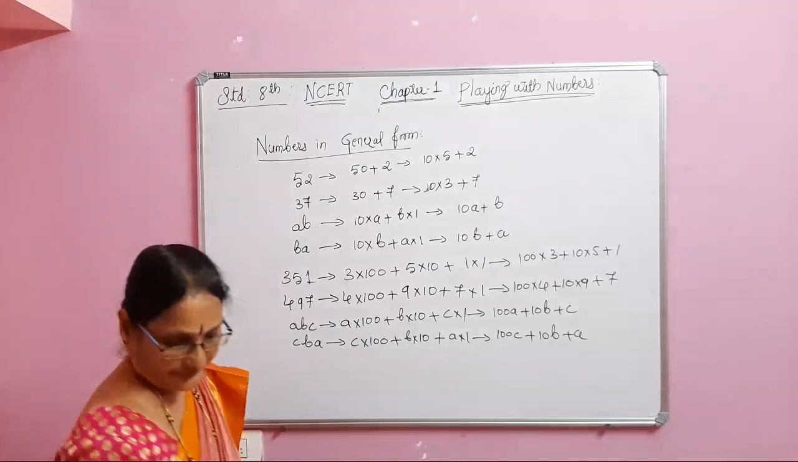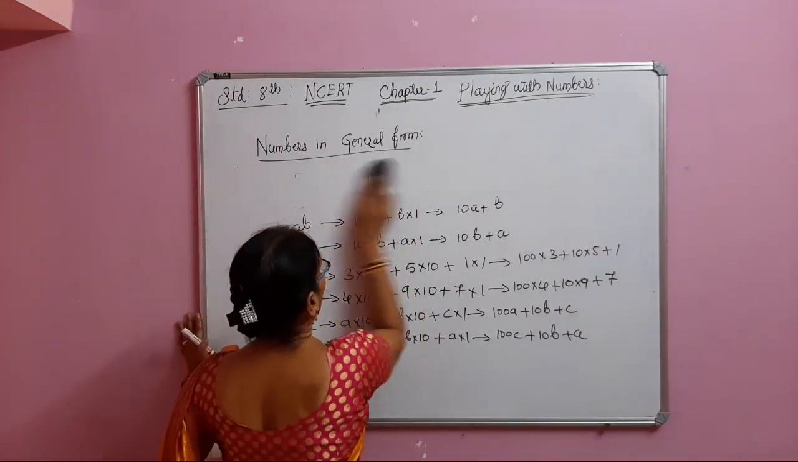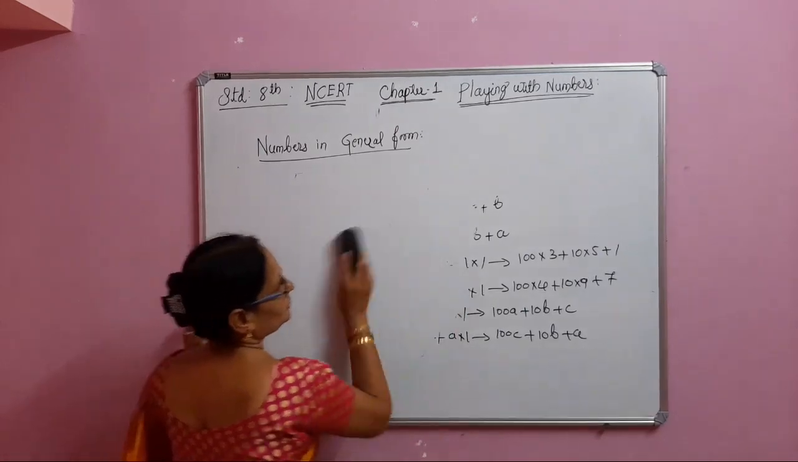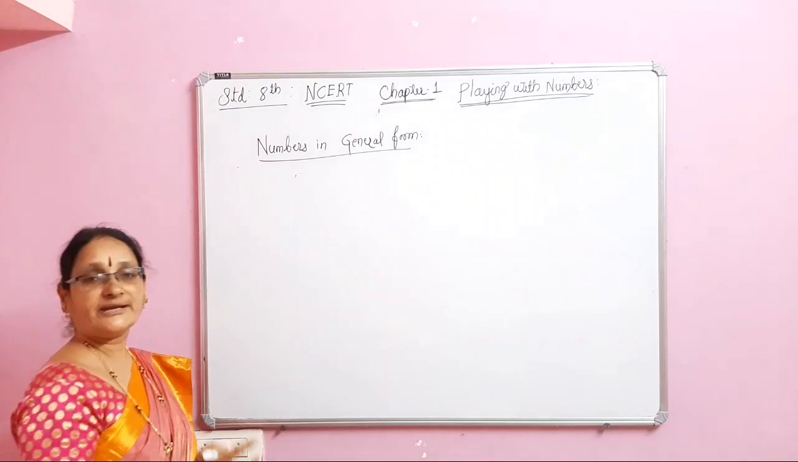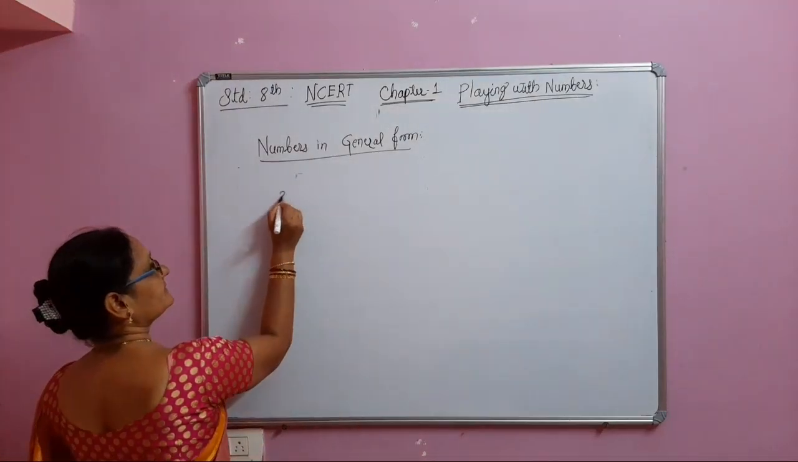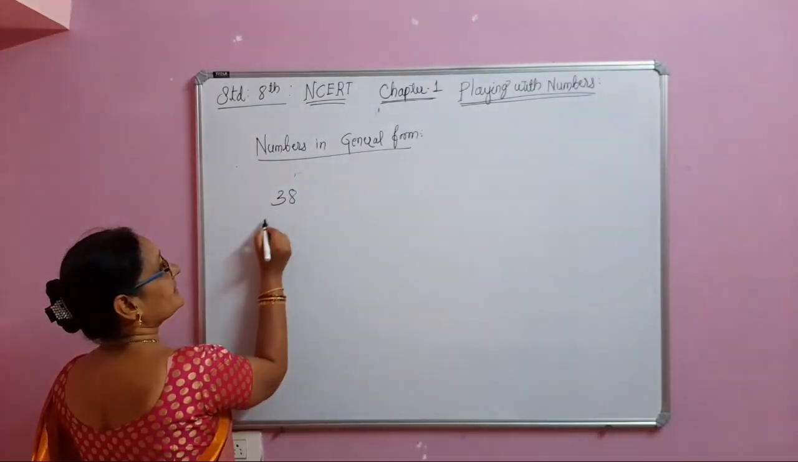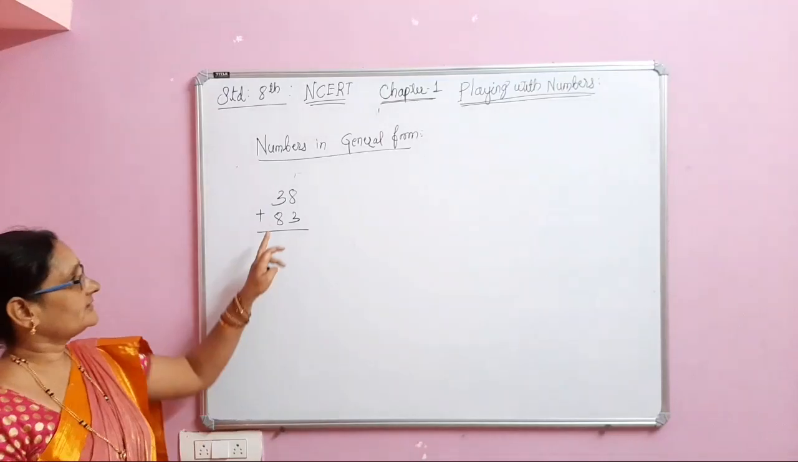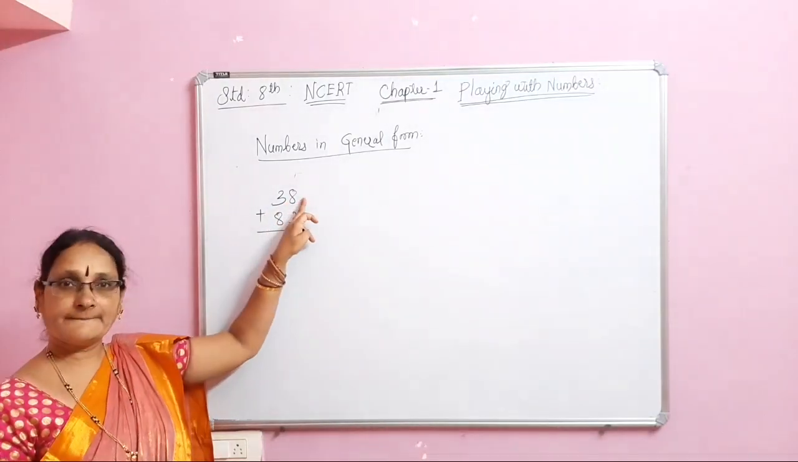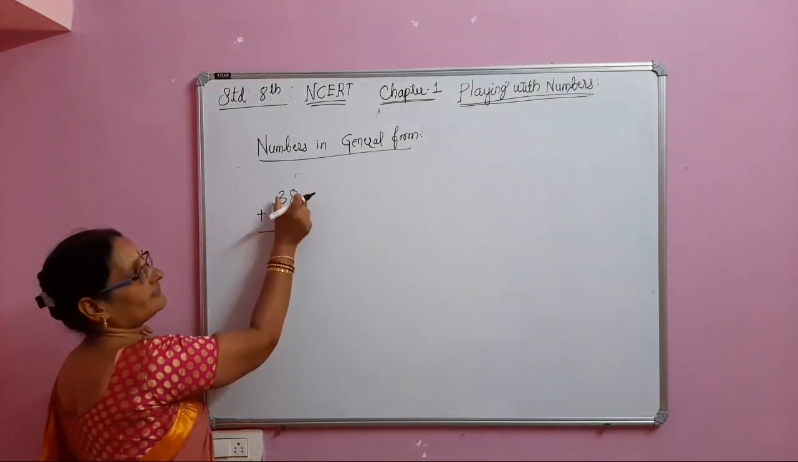Now, on this base, I am going to explain one truth to you. I am taking a 2-digit number, 38. When I reverse it, what happens? 83. Now you can play this game with your friends. 38 is the 2-digit number, and 83 is the reverse form of that number.